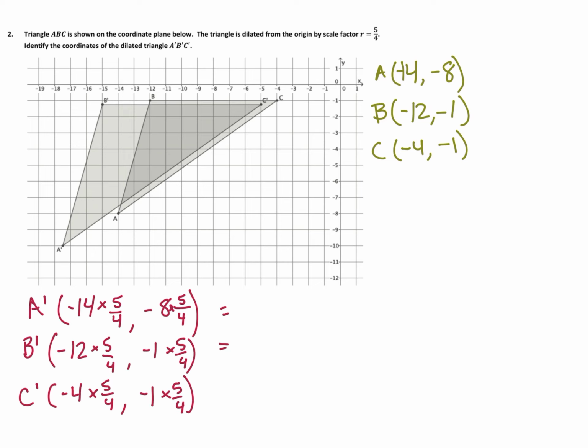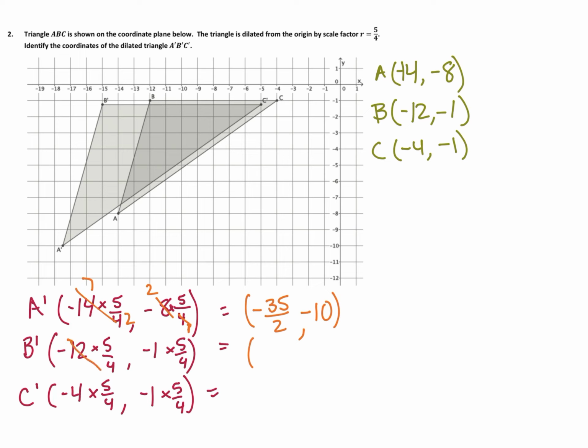All right. 14 and 4 both have a 2 in common. So we have -35 over 2 as our first one, because we have that negative, and the 4 and 8 both have a 4 in common. So we can divide that out. 2 times 5 on the top makes 10, and then we have a bottom of 1. Oh, but it is negative also.